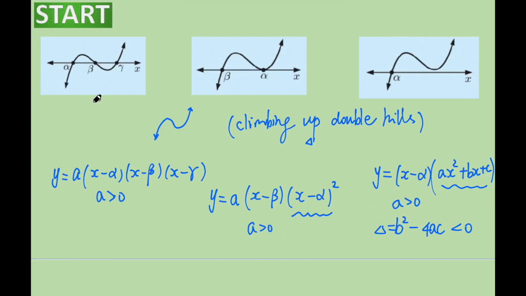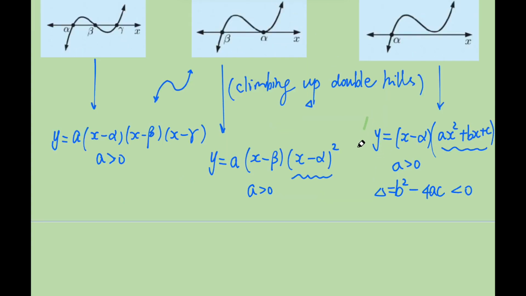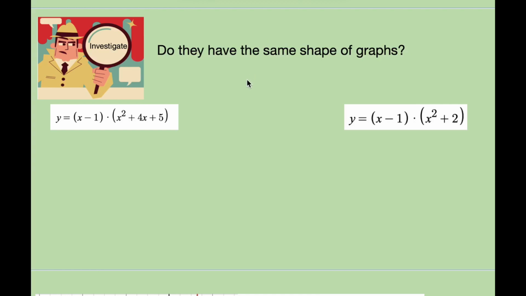Now there is a question. From the graph we can determine the equations. What about if we have the function in the form of number 3? Does it mean we will always obtain the graph in the shape of climbing up double hills? Now let's look at these two functions. They both have a linear term, which is x minus 1, and then they have a different quadratic term.